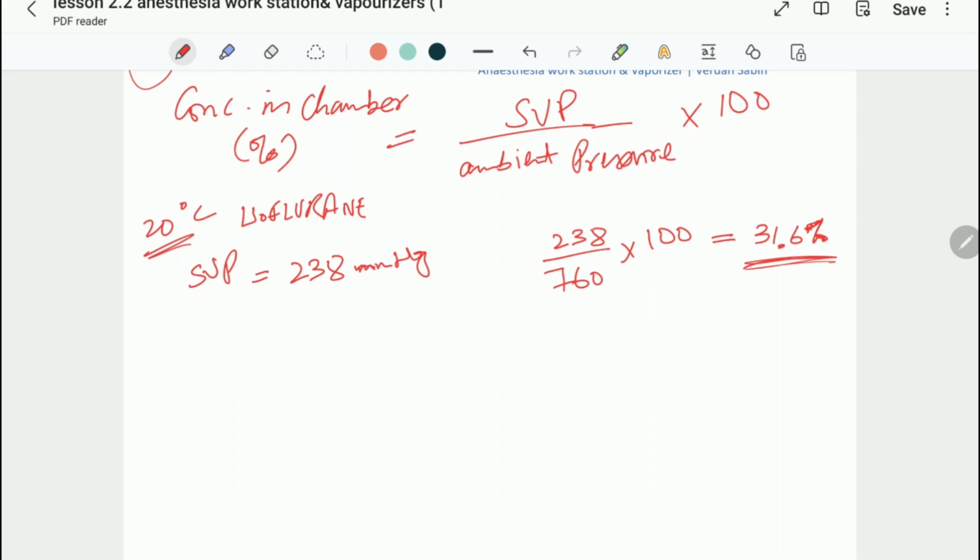Now, since this 31% concentration is lethal, the vaporizer must dilute this internal flow. The fresh gas flow that enters the vaporizer is split into two streams, as we have already discussed: the bypass flow and the vaporizing chamber flow. The ratio between these two is called the splitting ratio. For a modern vaporizer, where the concentration control valve is located at the chamber outlet, the splitting ratio required to achieve a specific dial concentration is calculated as follows.